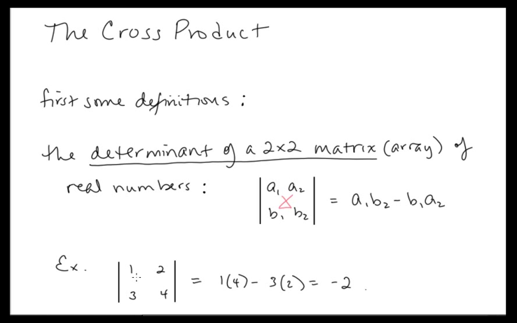So for example, if we have the matrix 1, 2, 3, 4, its determinant is going to be 1 times 4 minus 3 times 2. And that's going to give us a negative 2.